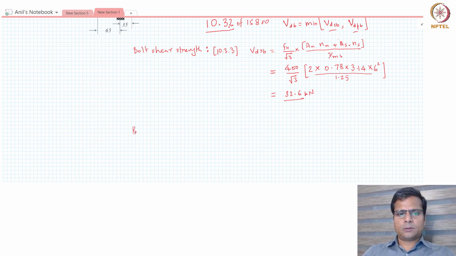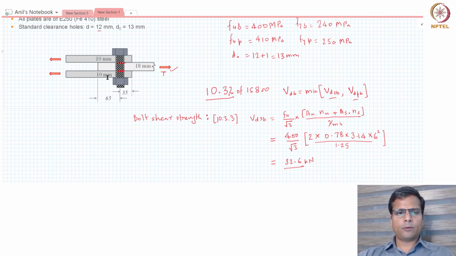The bearing strength is slightly more involved. We have to consider two possibilities for the bearing strength. If you look at this bolt, when this plate is pulling the bolt in this direction, there is a shear plane here. This shear plane is resisting the entire T force. And also when these two plates are pulling the bolt in this direction, there are two shear planes here. Together they are also resisting force T.